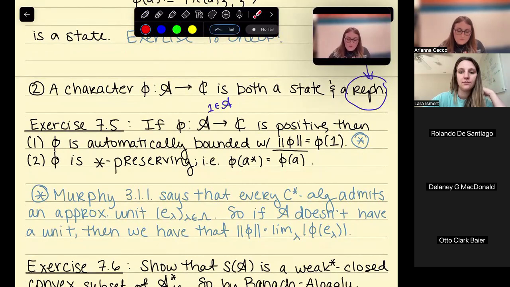In the case that A is not unital, have y'all done approximate units? Okay, yeah. Every C-star algebra admits an approximate unit. So if A doesn't have a unit, then we say that the norm of phi is equal to the limit of the absolute value of phi of E sub lambda, where E sub lambda is this approximate unit.